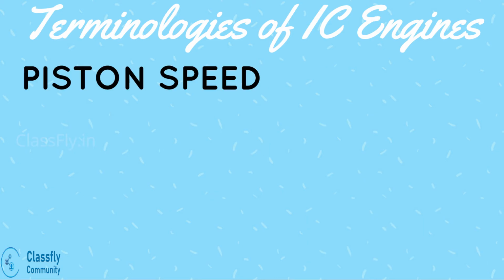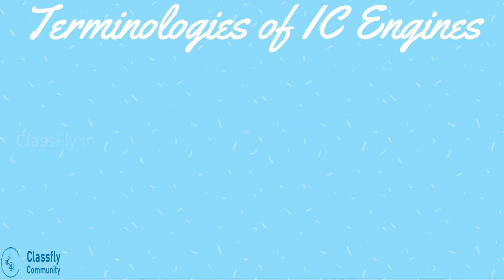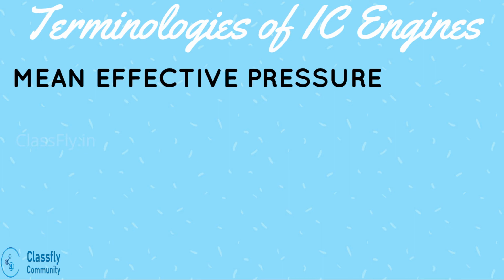Next, the piston speed. Well, it is the average speed of the piston as it moves from the top dead center to the bottom dead center. Well, piston speed can be given as 2 into L into N, where L is the stroke length and N is the engine speed. Next, we move on to the mean effective pressure.